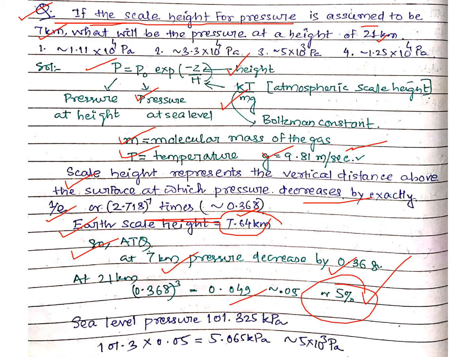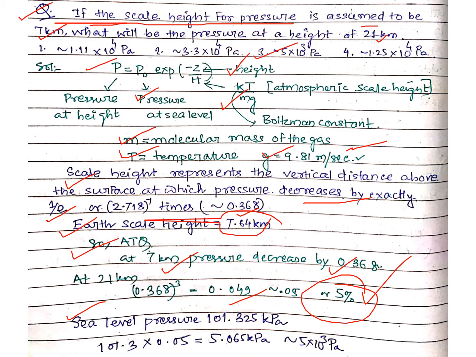Okay, we should also be acquainted with these terms: the sea level pressure, the sea level temperature, and the sea level density of our Earth. At sea level the pressure is 101.325 kilopascal. We convert that kilopascal into pascal, and then we get an approximate answer, that is 5 into 10 to the power 3 pascal. That is our answer. Here it is given as 5 into 10 to the power 3 pascal.